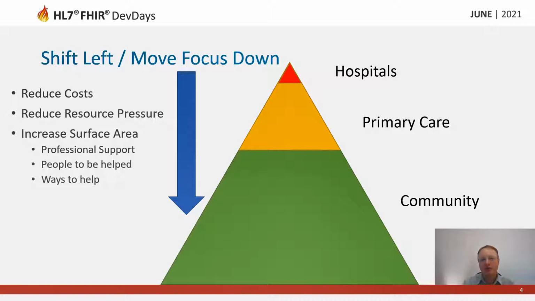This has led to a movement called Shift Left, where there is an attempt to reduce hospital activity by increasing primary care activity and to reduce primary care activity by increasing community and public health activity. And part of this is utilising remote monitoring and improving patient-facing digital support platforms.